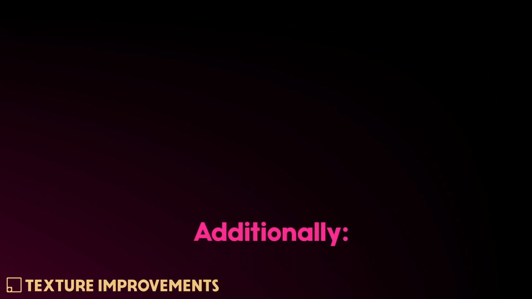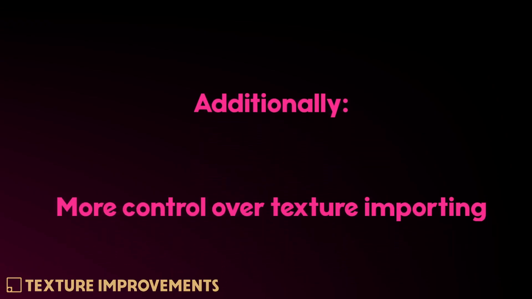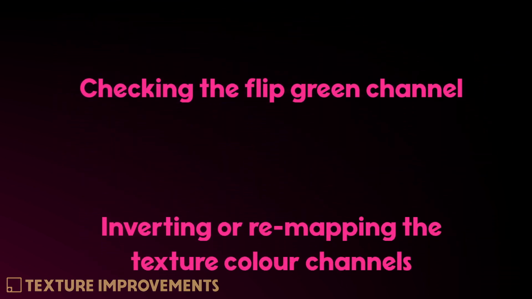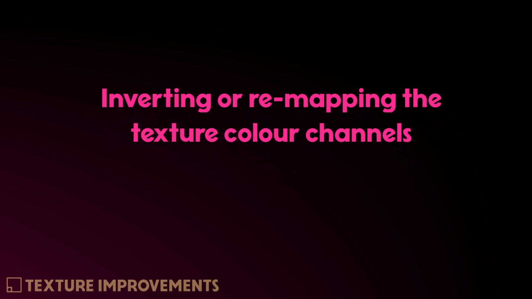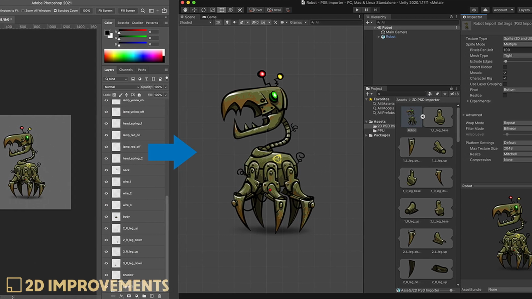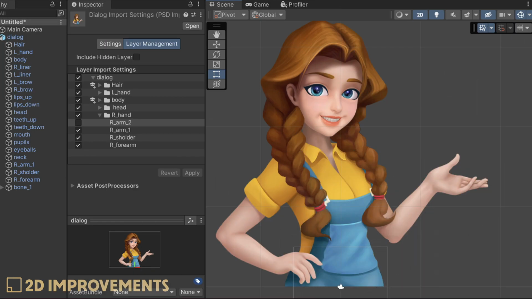More control over texture importing, so you can get more optimal results for your specific needs. Checking the flip green channel is now an option for normal maps, and inverting or remapping the texture color channels is now possible. In terms of 2D improvements, we have layer management in the 2D PSD importer, which allows you to import files with the PSD file extension and control which layers to import by selecting them from a new tab in the PSD importer inspector.